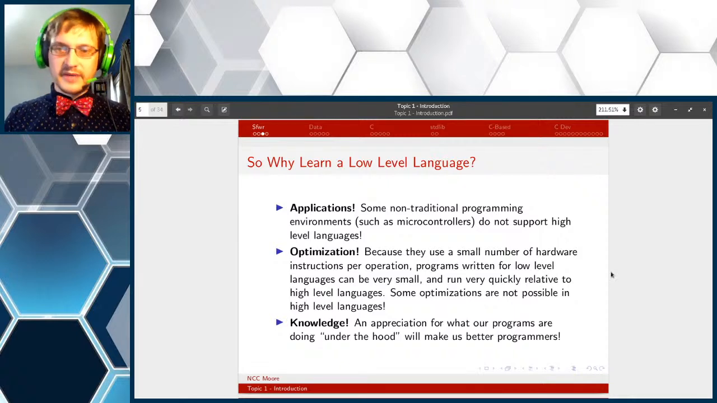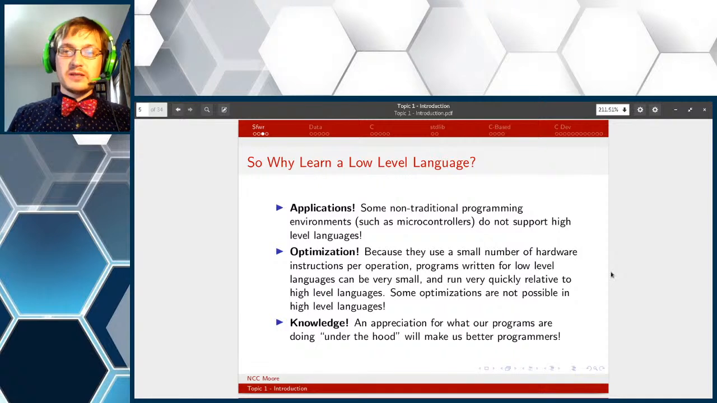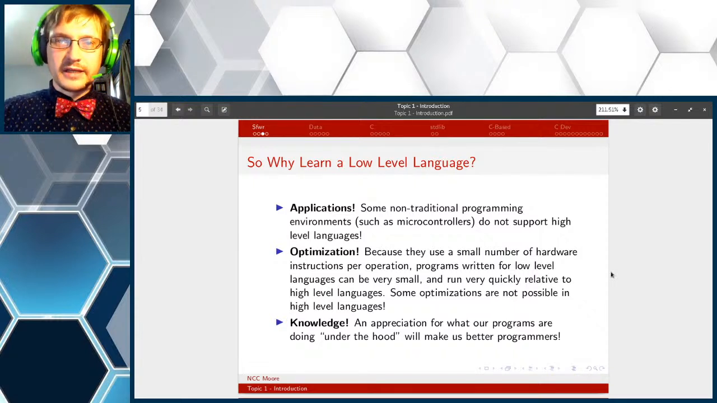Optimization. Because they use a small number of hardware instructions per operation, programs written in low-level languages can be very small and run very quickly relative to high-level languages. Some optimizations are not even possible in high-level languages.